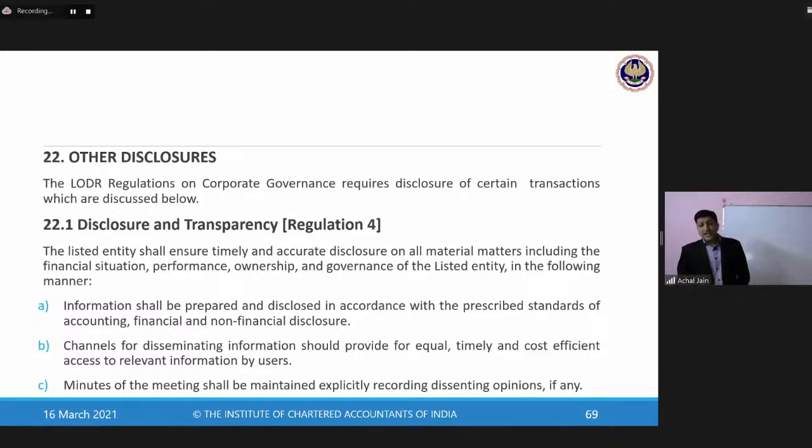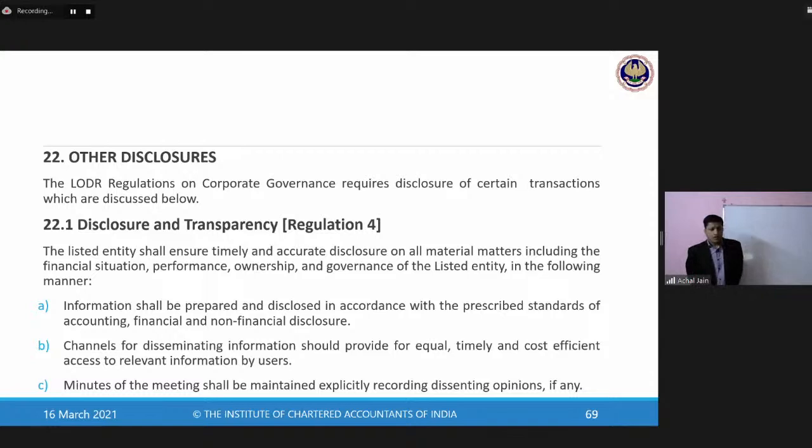Next, channels for disseminating information should provide for equal, timely, and cost-efficient access to the relevant information by the users. Third, minutes of the meetings shall be maintained explicitly, recording dissenting opinions, if any. Now, another very important area is about the important decisions being made in the minutes, in the meetings of the board of directors, in the meetings of the audit committee, etc.